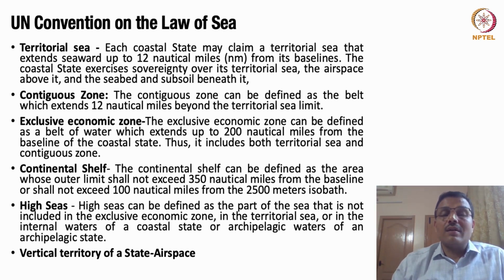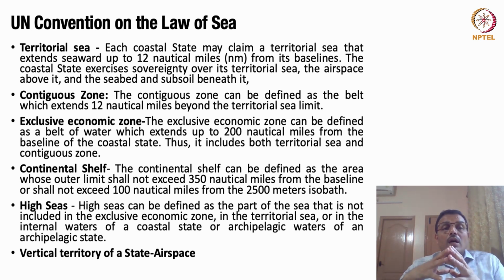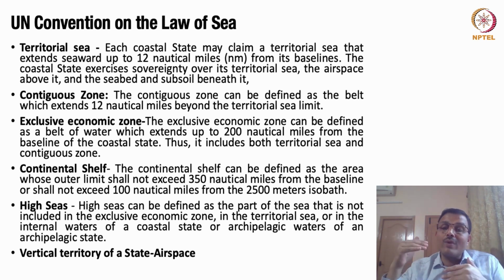The next term is called the contiguous zone. The contiguous zone can be defined as kind of a belt which extends to 12 nautical miles. It is 12 nautical miles from the territorial sea. Please note it, not 12 nautical miles from the baseline. So this is an additional 12 nautical miles. So 12 nautical miles is territorial sea. The contiguous zone is 12 nautical miles beyond the territorial sea.